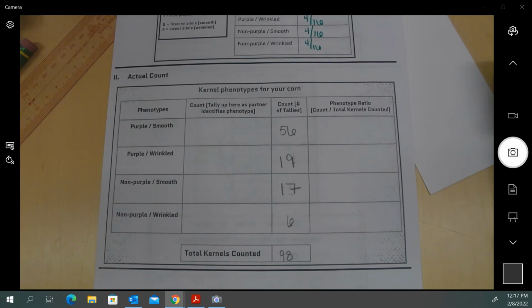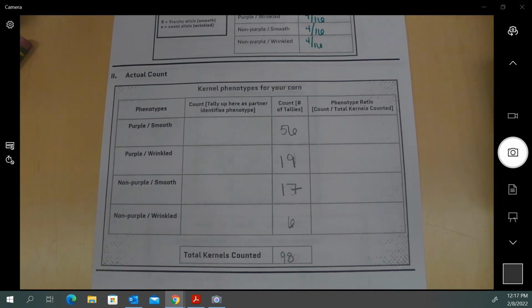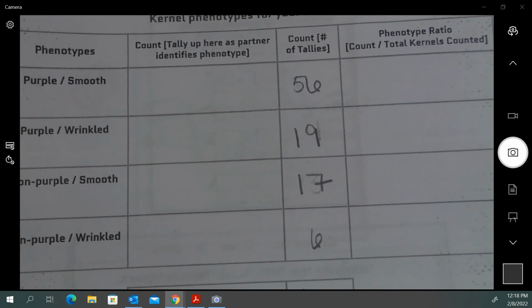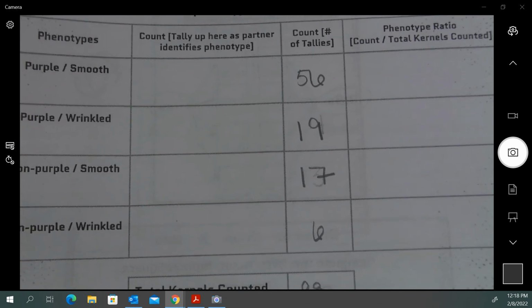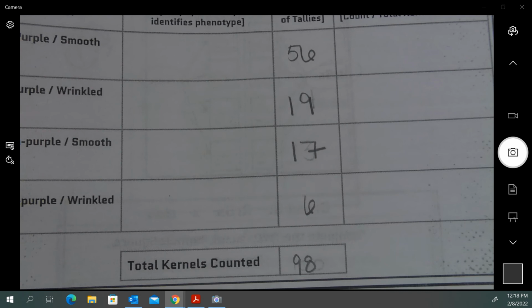So I had a very tiny piece of corn when I did my corn counting and phenotype ratios. My purple and smooth ended up being 56. I had the most purple and smooth. My purple and wrinkled ended up being 19. My non-purple and smooth ended up being 17, and my non-purple wrinkled ended up being 6. And that gave me a total of 98 kernels.